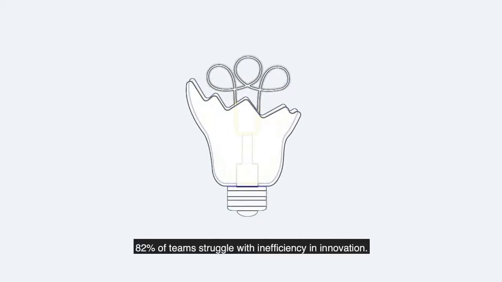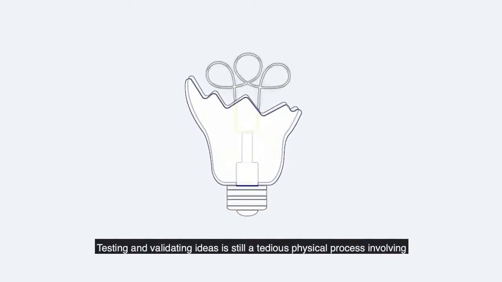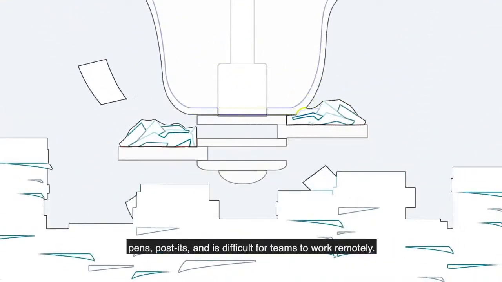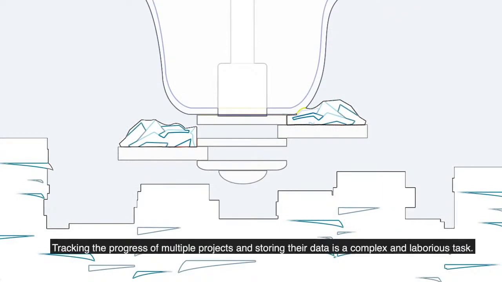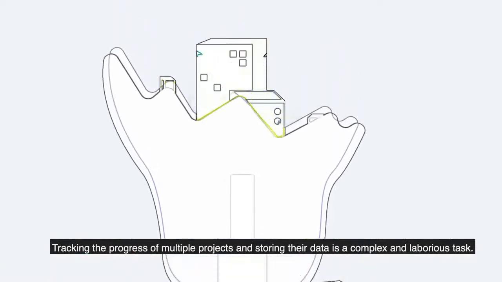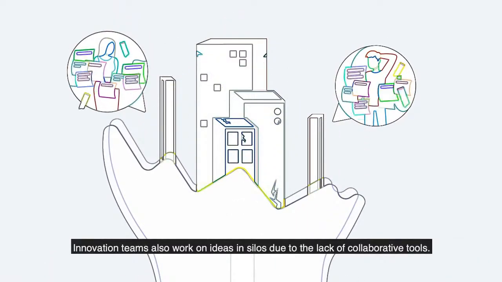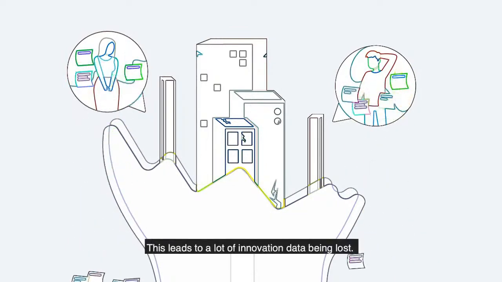82% of teams struggle with inefficiency in innovation. Testing and validating ideas is still a tedious physical process involving pens, post-its, and it's difficult for teams to work remotely. Tracking the progress of multiple projects and storing their data is a complex and laborious task. Innovation teams also work on ideas in silos due to the lack of collaborative tools. This leads to a lot of innovation data being lost.